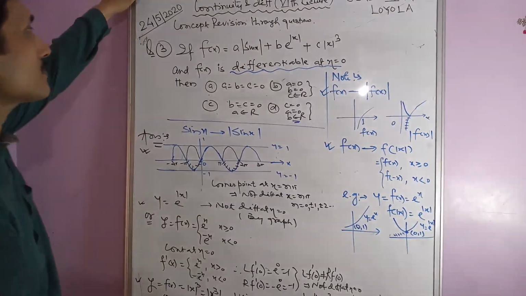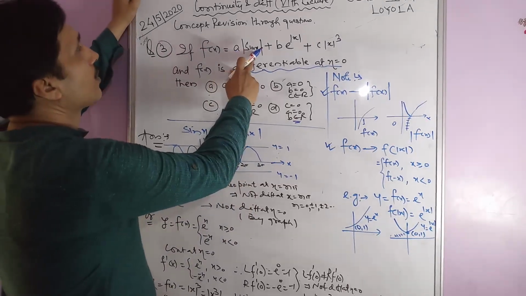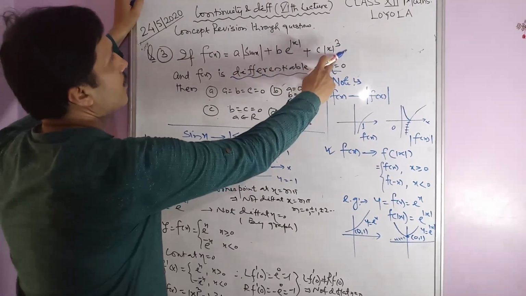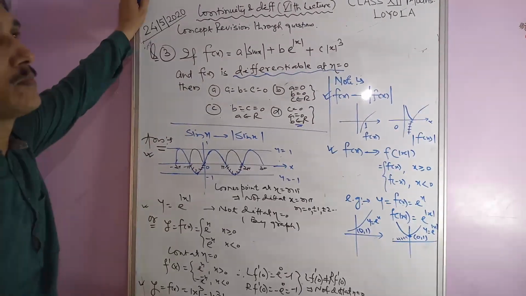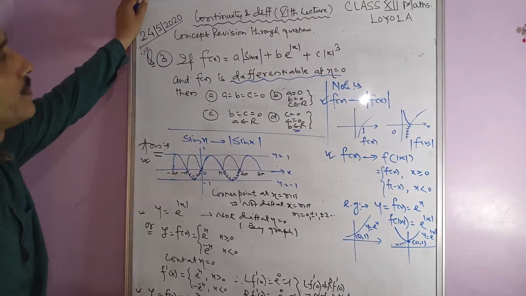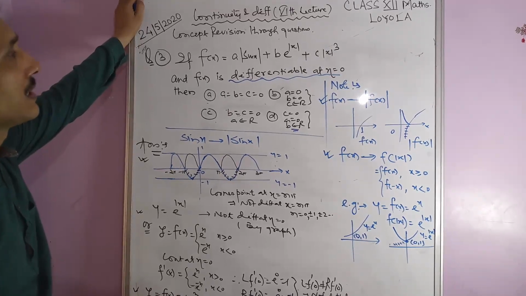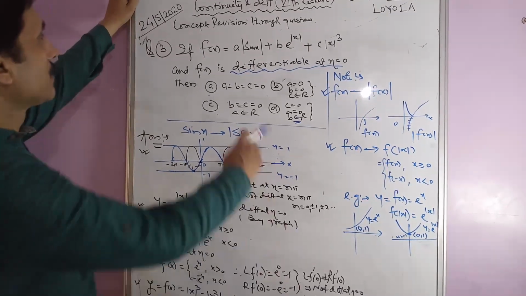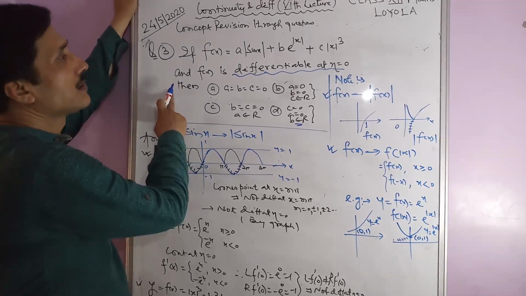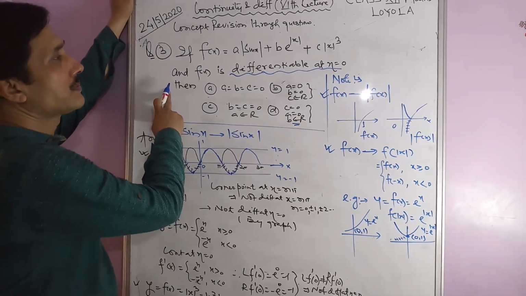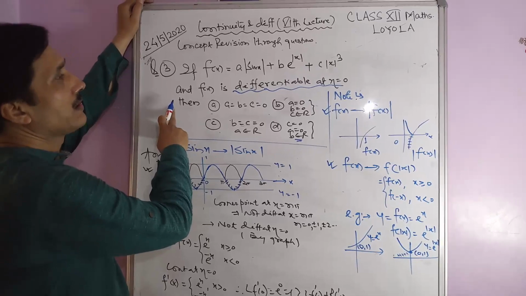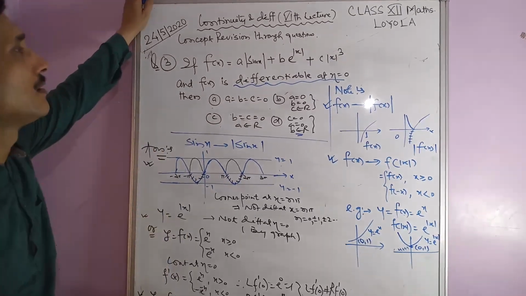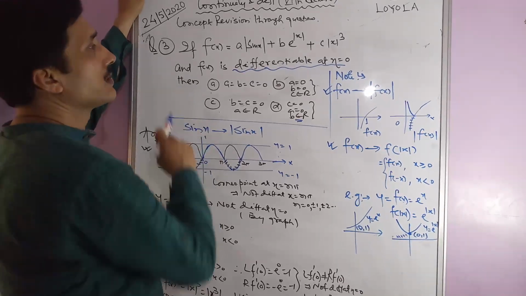Here, a|x||sin x|, b e^|x| plus c|x| whole cube. We know generally modulus functions are not differentiable at their root in many cases. Here we use transformation of graph, alternatively the analytical formula, or properties of continuity and differentiability.